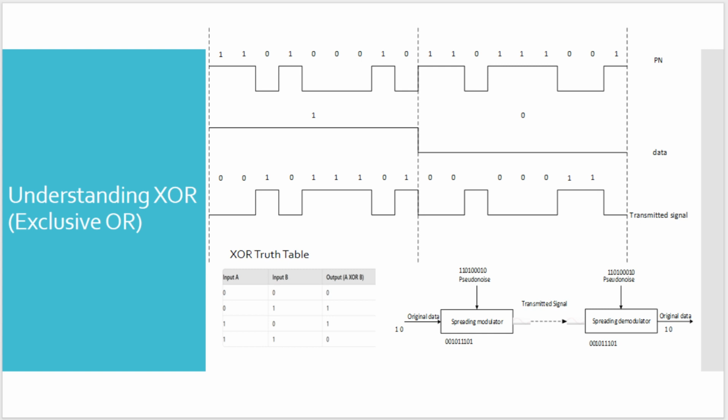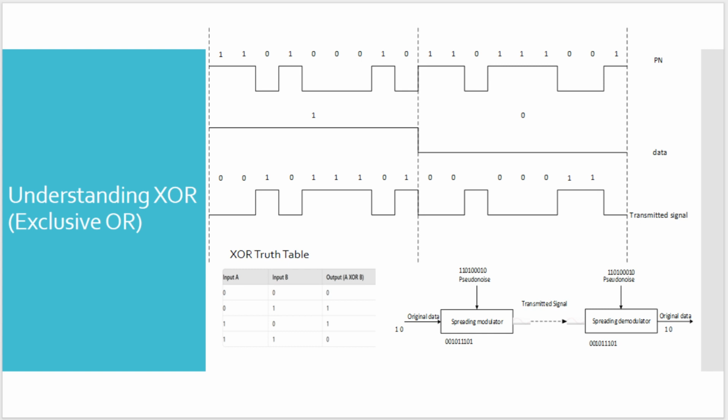So the XOR operation takes two binary inputs and returns a binary output. The result is 1 if and only if one of the inputs is 1 and the other is 0. If both inputs are the same, both 0 or both 1, the result is 0.